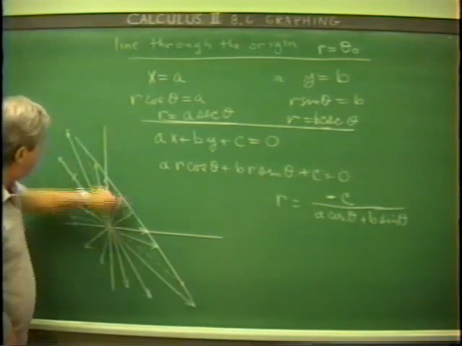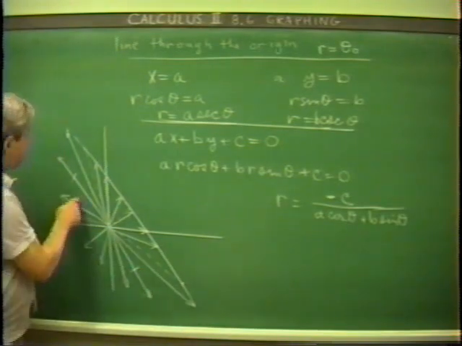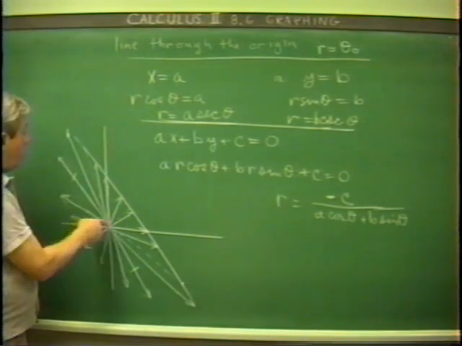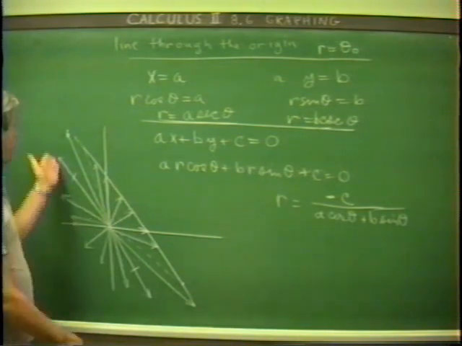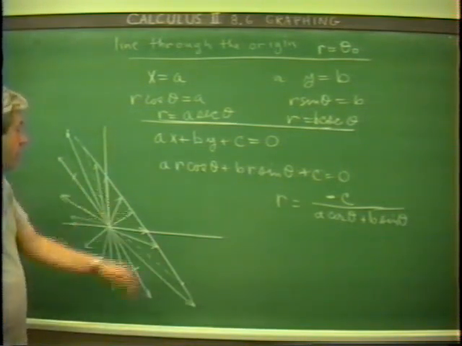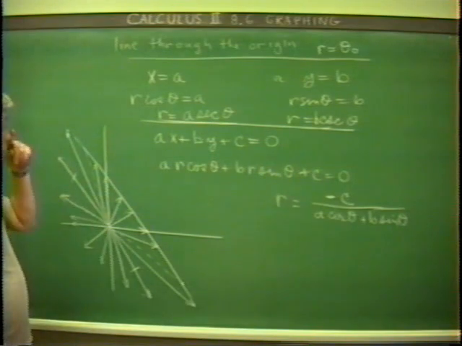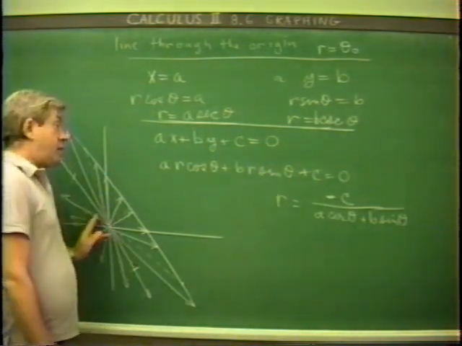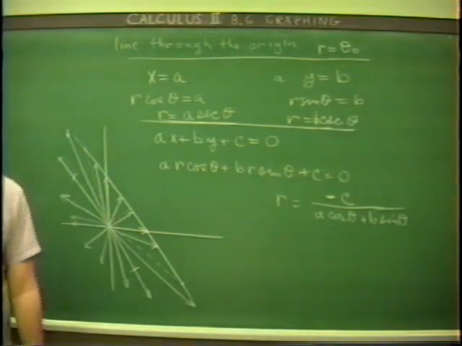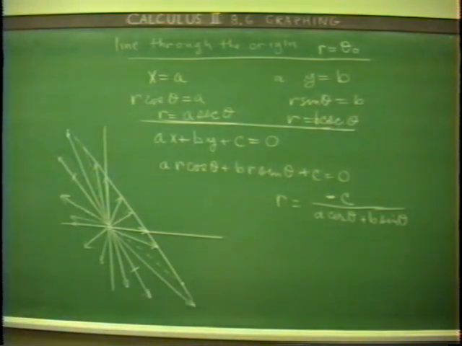So what happens here in a complete rotation is that this line is drawn twice, and there's no point for the value of theta where the angle is parallel to the line, where the line with that angle is parallel to the line. So this is how a line is plotted in its polar coordinates.